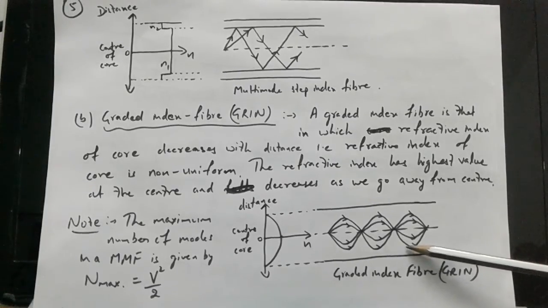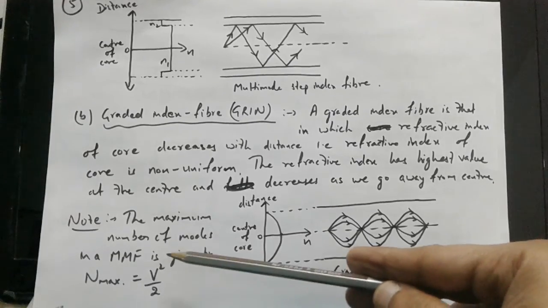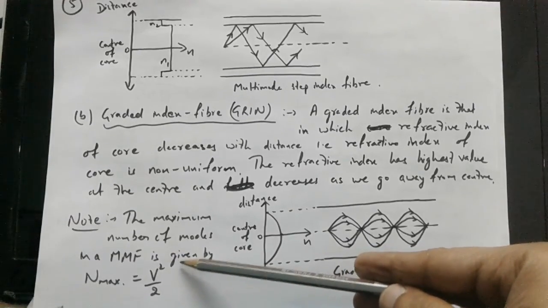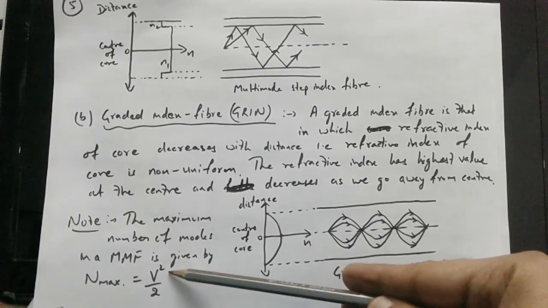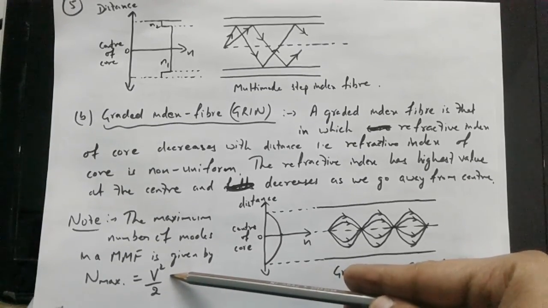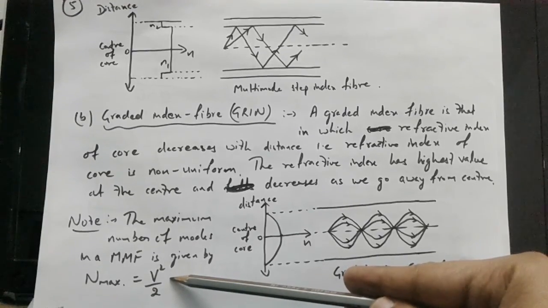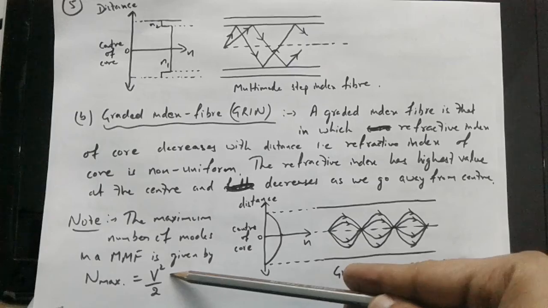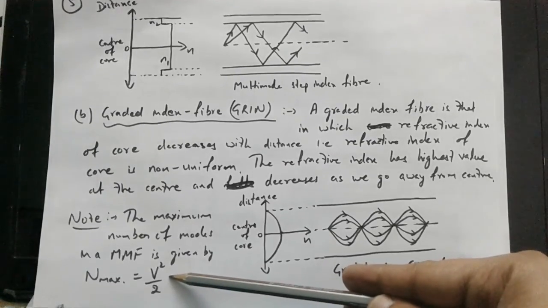Also you must note that the maximum number of modes in a multi-mode fiber is equal to V square by 2. V, as we know, is the V number or the normalized frequency. So maximum number of modes is the square of normalized frequency divided by 2.